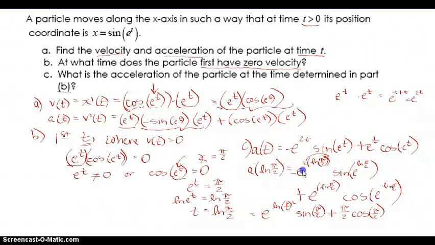Notice that I couldn't just have these two undo each other. It's not e to the 2 times natural log that undoes each other. It's e and natural log. So this actually cleans up to pi squared over 4 times the sine of pi over 2, which is 1. And you know what? I dropped my negative, so we better be careful on that. And plus pi over 2, and the cosine of pi over 2 is 0. So the acceleration at the time determined in part B is negative pi squared over 4.